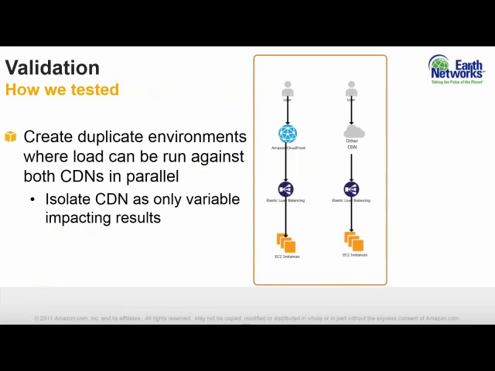Now, one of the reasons that we got such great performance was we took the time to make sure we got an optimized cache structure and rules. We continued to monitor and adjust it. You know, our experience with edge caching in the past was really helpful here, as was just having a solid understanding of how our users use our products and how data actually flows through our system. So to summarize real quickly the testing, you create your duplicate environments where load can be run against both CDNs in parallel. Try to eliminate other variables from your testing.